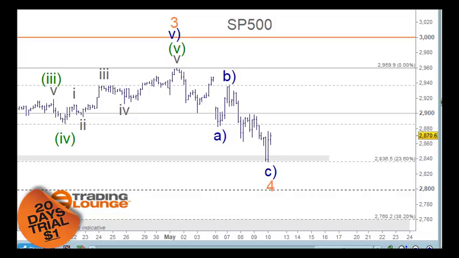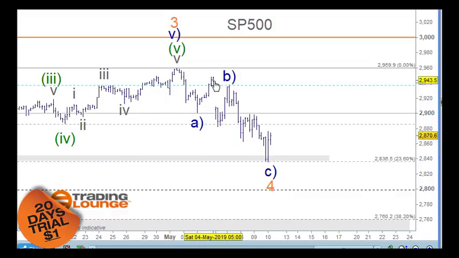Welcome to Trading Lounge and the SP 500 for the 10th of May, and on the 4-hour chart here we are looking at this as wave 3 here, an A and a B and a C wave here for wave 4. It's also possible to have wave A sitting here as well.